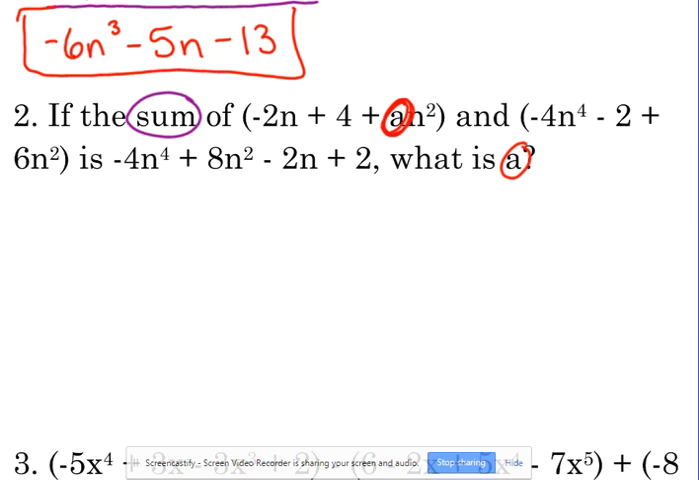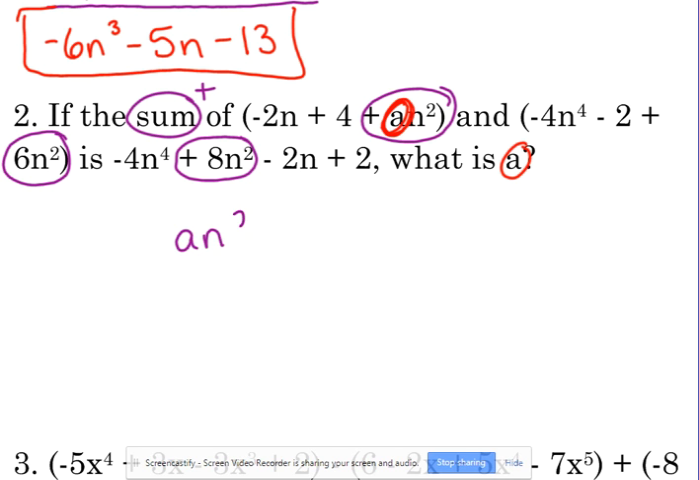Sum. What does sum mean? Add. Sum means add. So we're adding these two things together and we get this result. We want to know what a is. Well, a is with the n squared. So we're adding an squared and 6n squared, and we get 8n squared. So an squared plus 6n squared equals 8n squared.